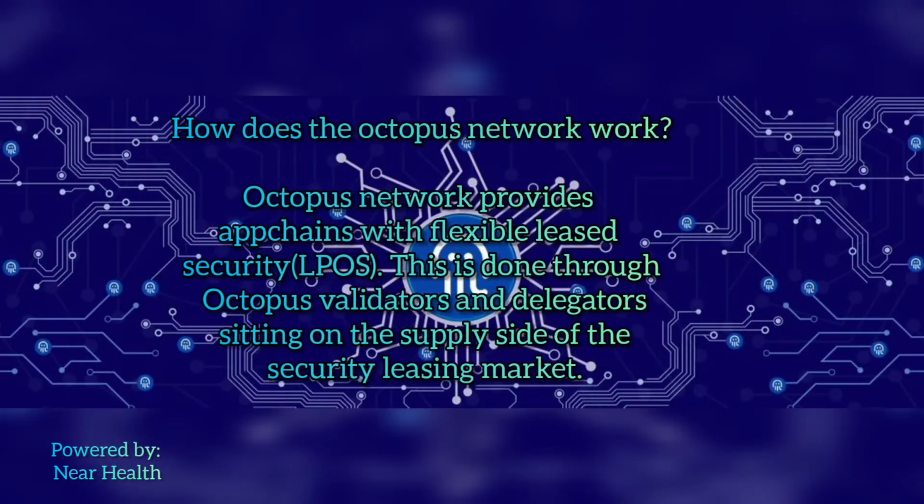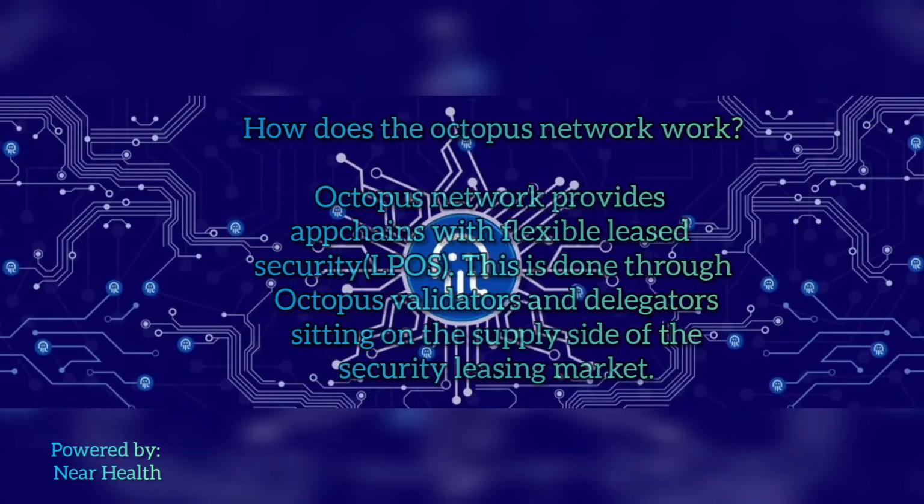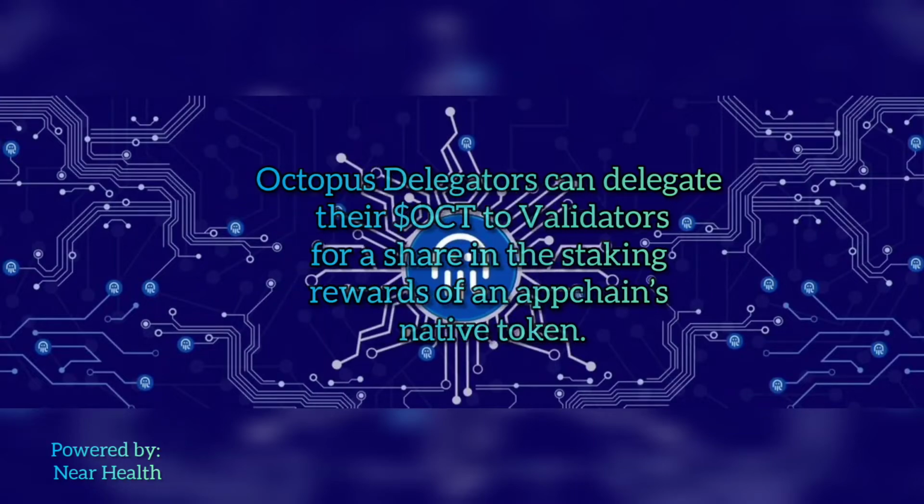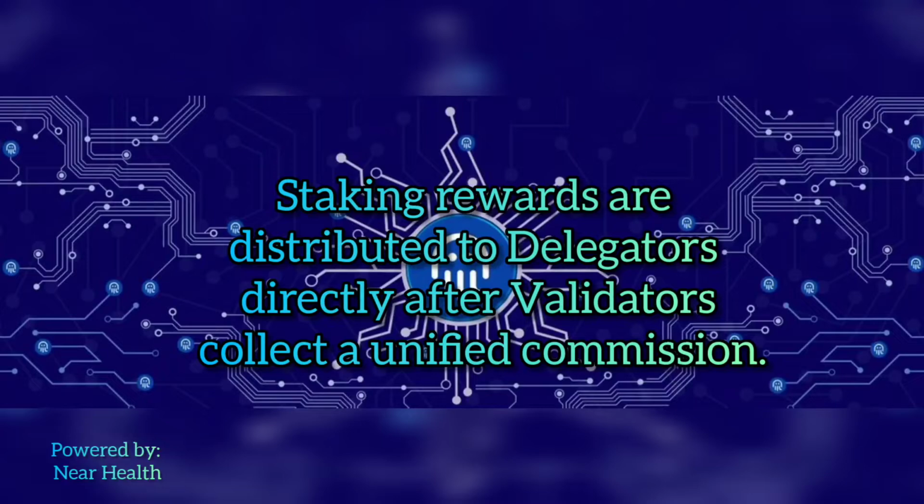How does Octopus Network work? Octopus Network provides Appchains with flexible lease security. This is done through Octopus validators and delegators sitting on the supply side of the security leasing market. Octopus delegators can delegate their Oct token to validators for a share of the staking rewards of an Appchain's native token. Staking rewards are distributed to delegators directly after validators collect a unified commission.